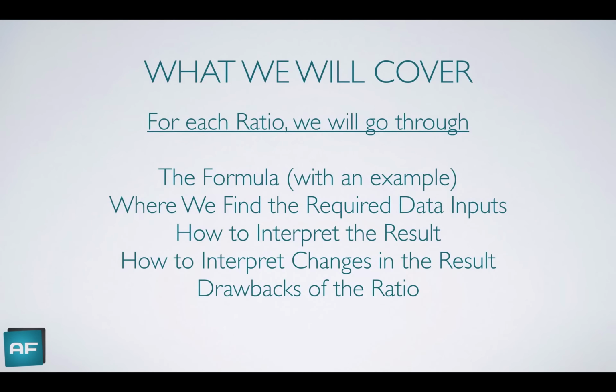For each ratio, we're going to go through the formula and a quick example. We're going to talk about where we find the required data inputs for the ratio. We're going to talk about how to interpret the specific result, as well as how to interpret changes in the result, and that's what's most important, is analysing changes over time. And then we're going to talk about particular drawbacks of each ratio.